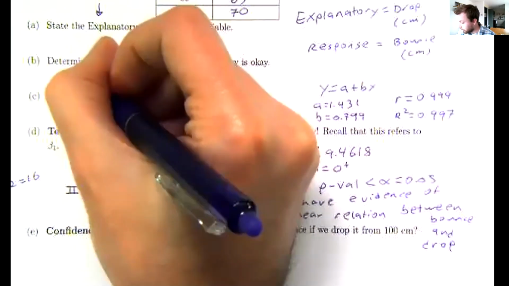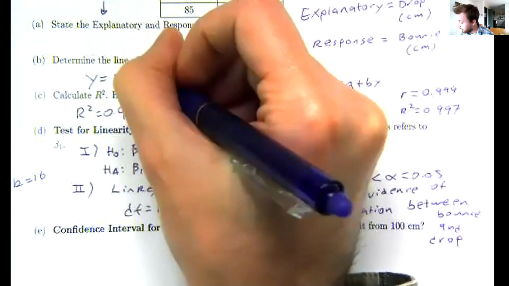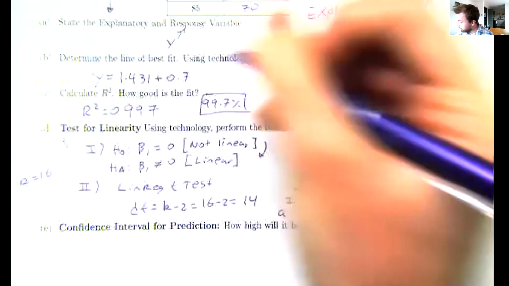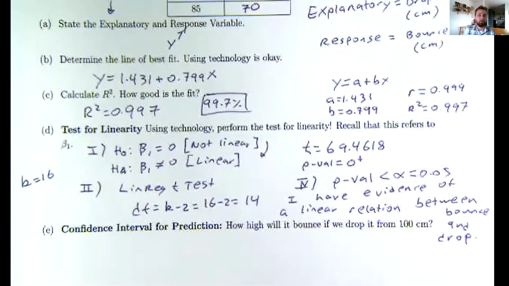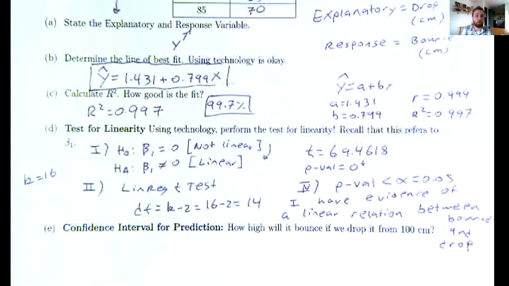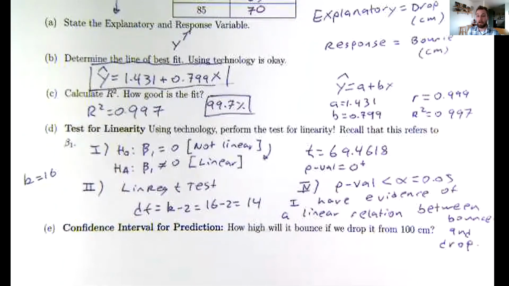What does that line look like? Well, y equals a plus bx. Let's fill in those numbers. My a is 1.431 plus my b is 0.799 times x. I've plugged in my a and my b. I'm remembering that lines are supposed to actually look like y hat because they're predictions. So the equation I can use for predictions is y hat is equal to 1.431 plus 0.799x. And I can use this to make predictions.